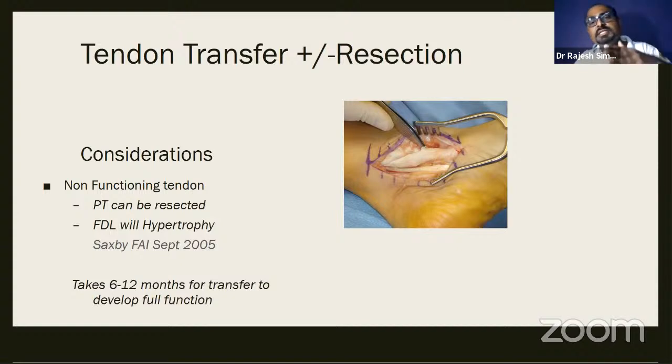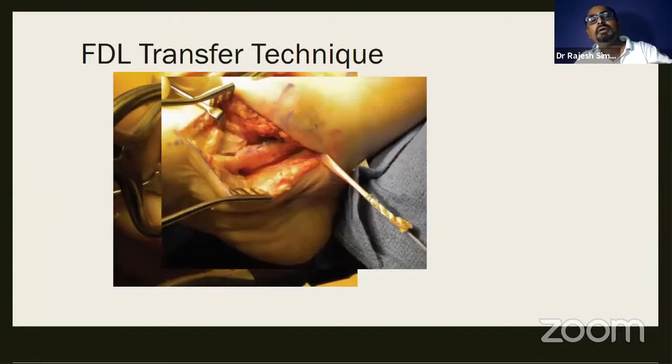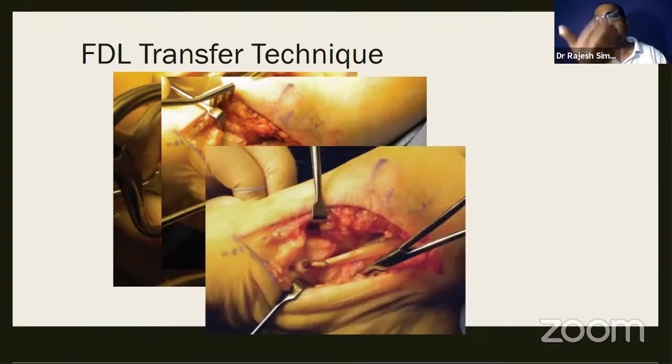The FDL is just at the sustentaculum tali area. You open up that area, you find the FDL, and that is how the FDL lies on the medial side. Go into the midfoot area, find the FDL, tenotomize the distal end from the FHL and resect it, and then you can loop it into the navicular from the plantar aspect. So you're recreating that tibialis posterior function with a smaller but more effective FDL tendon.